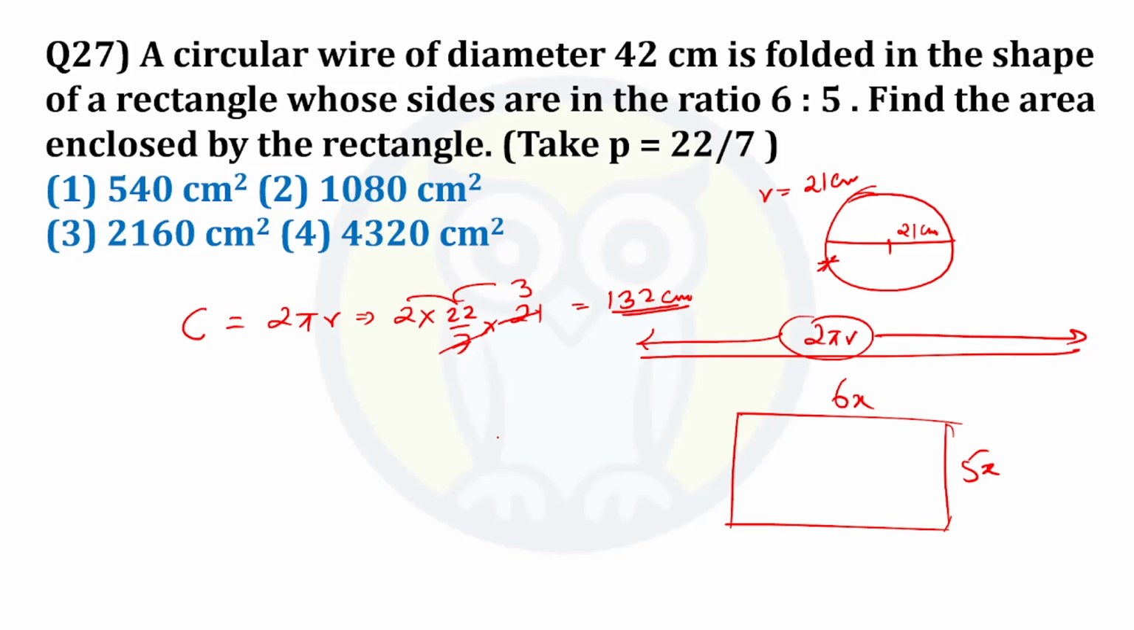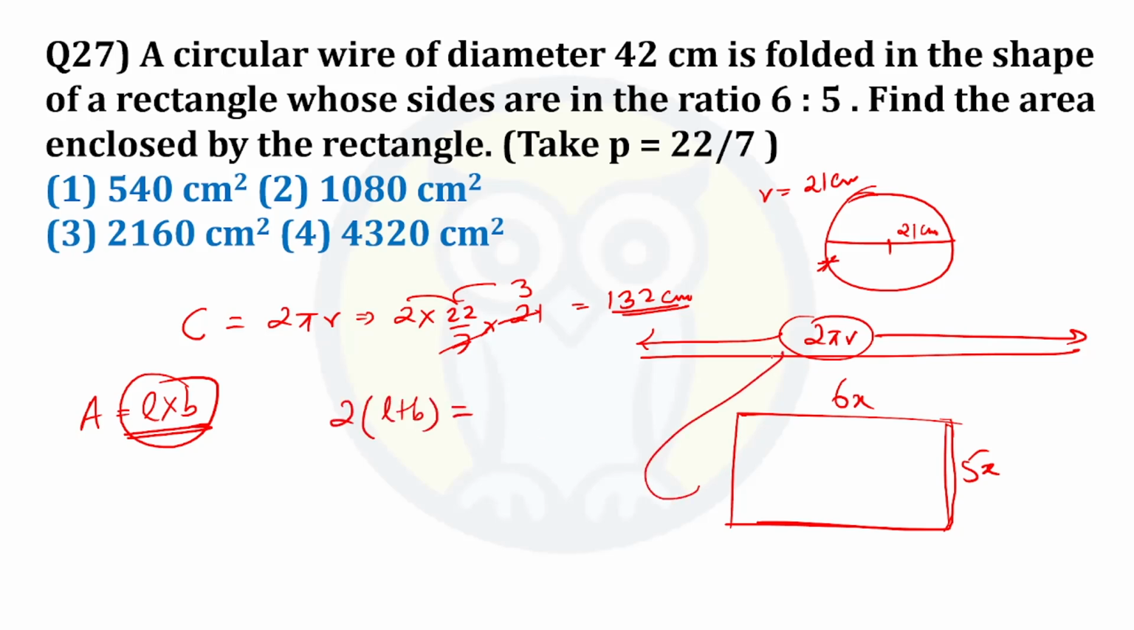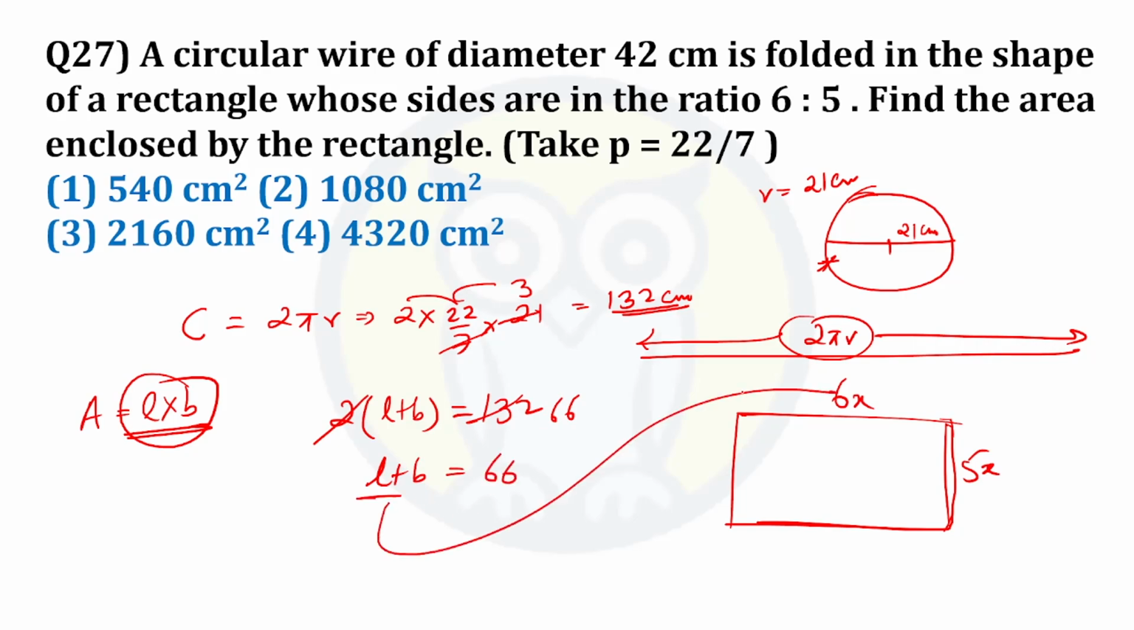To find the area of the rectangle, we need the length and breadth. The total length of this rectangle is its perimeter, and the perimeter formula is 2 bracket l plus b. The length is 132, so 132 divided by 2 gives 66. So l plus b is equal to 66, where l is 6x and b is 5x. So 6 plus 5 is 11x, and cancelling by 11, the value of x is 6.